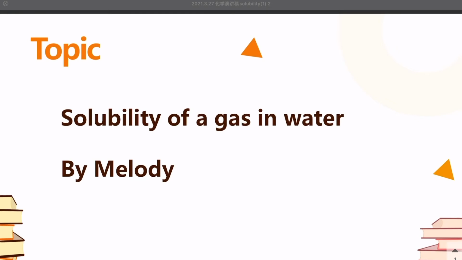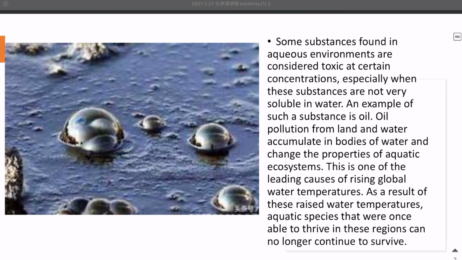Today I want to talk about solubility of a gas in water. Let's see a case first. Some substances found in aqueous environment are considered toxic at certain concentrations, especially when these substances are not very soluble in water. An example of such a substance is oil. Oil pollution from land and water accumulate in bodies of water and change the properties of aquatic ecosystems. This is one of the leading causes of rising global water temperatures.